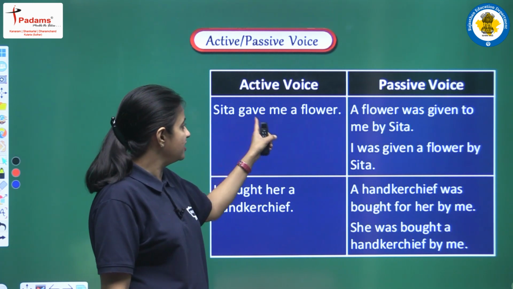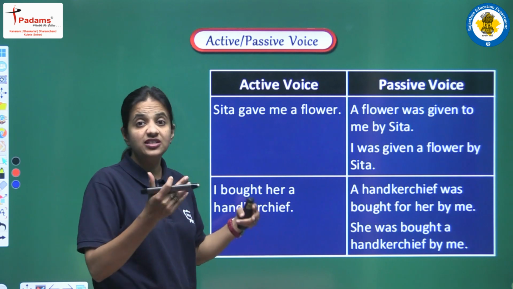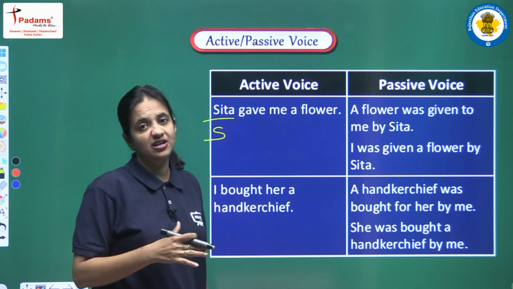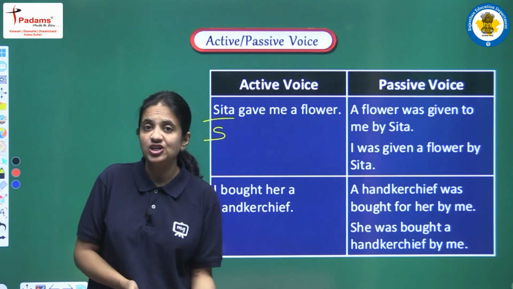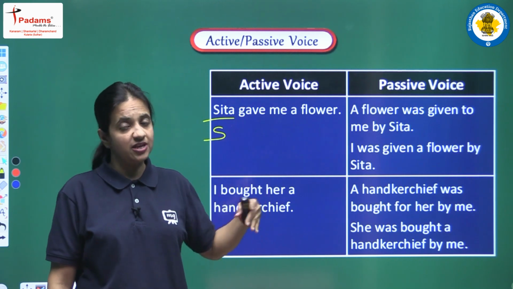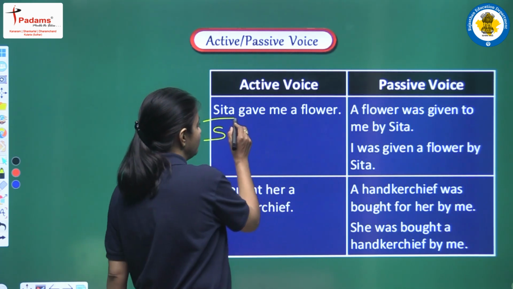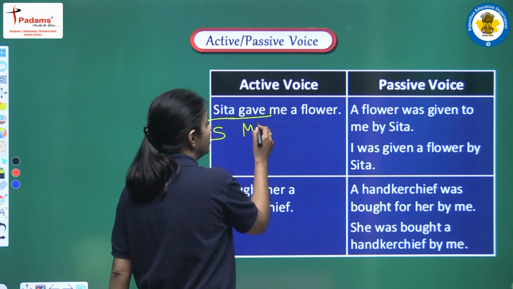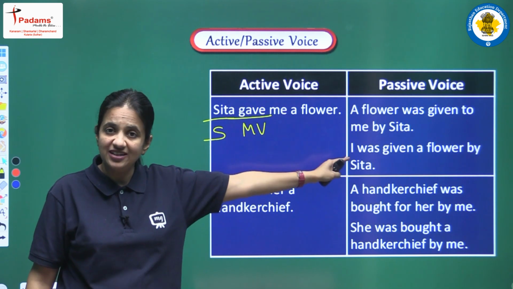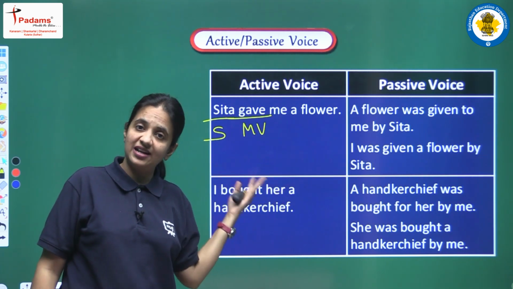Sentence is Sita gave me a flower. So observe the sentence very carefully, observe the structure of the sentence. Sita, that is subject. Why Sita is the subject? Because Sita is the doer of the action. What is the action verb here? Action is to give. So who is giving? Sita is giving. So obviously Sita is the subject. Now we are having gave. Gave is a main verb and that is second form of the main verb, and we are having no helping verb in the sentence. So it means this is past simple tense, right?